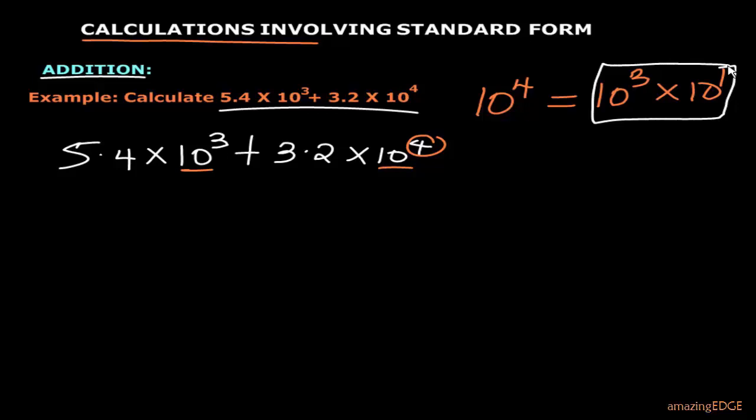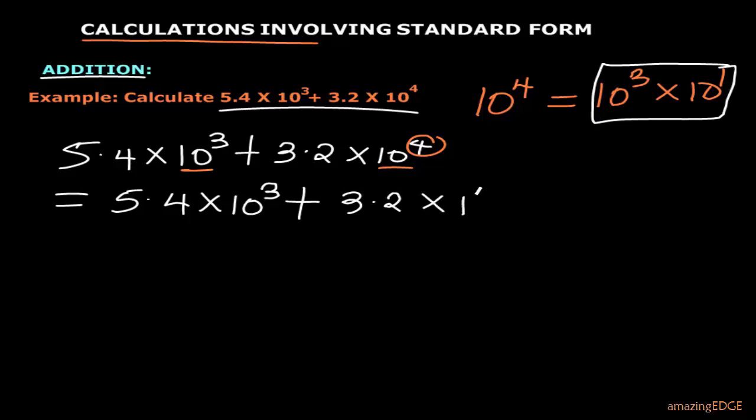So let's look at it in that form. If 10 raised to power 4 equals 10 cubed times 10 raised to power 1, we can have this as 5.4 times 10 cubed. On this side we don't have a problem because it's 10 cubed. Then here we can write 3.2 times 10 raised to power 1 times 10 cubed.